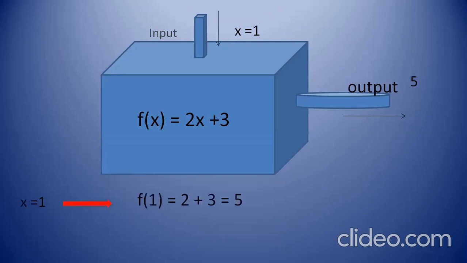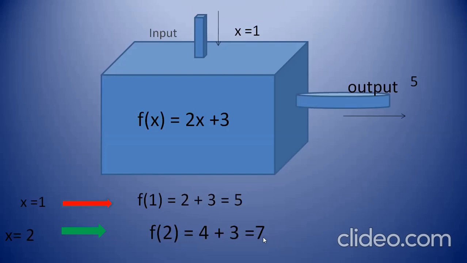So if x is 1, we can say the function f(x) is 2x plus 3, its mechanism is already set, so we get the output 5. Similarly, if we insert x is 2, then its mechanism gives 7 as the output. It means 2 multiplied by 2 plus 3, we get 7. So the output is 7.